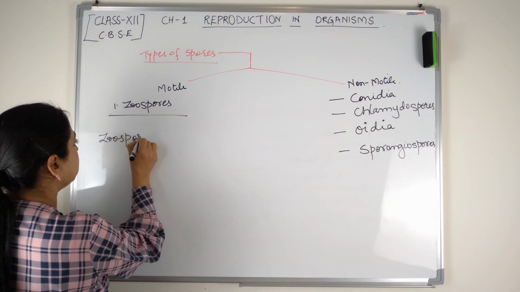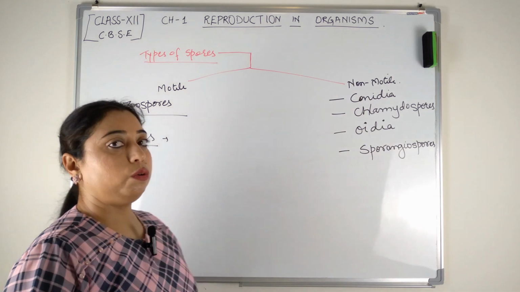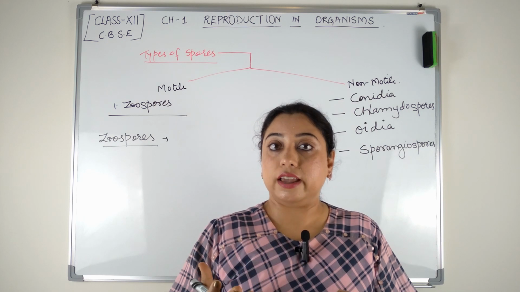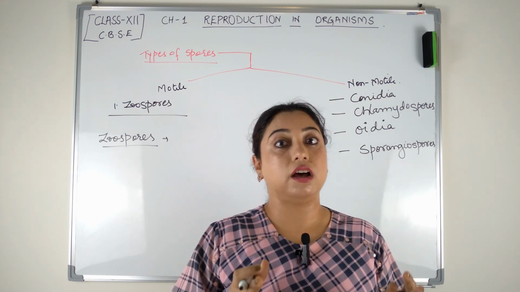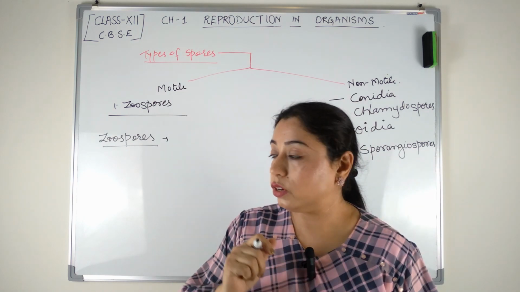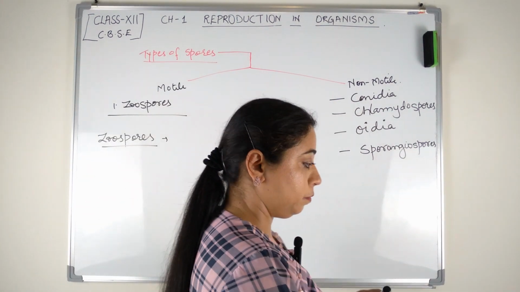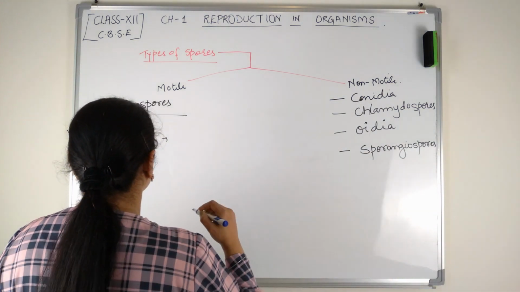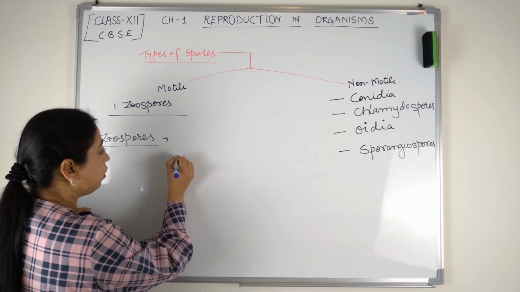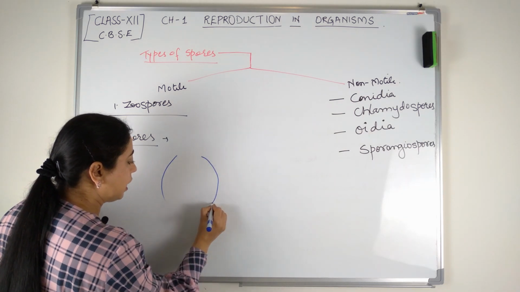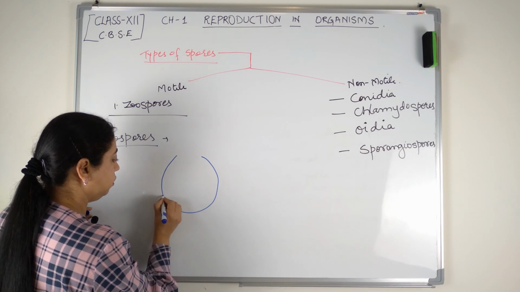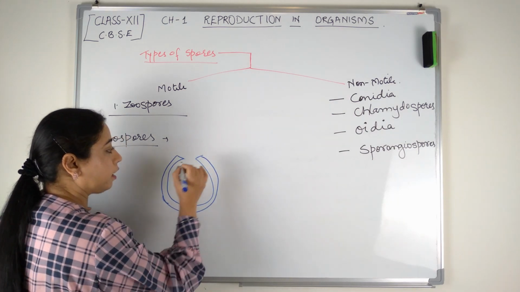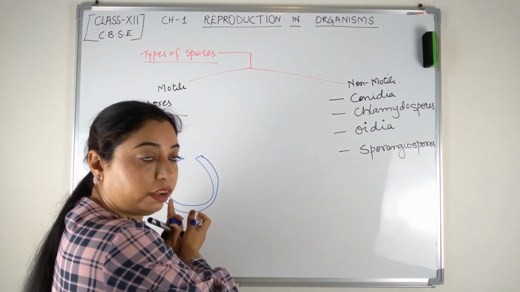Zoospores, as I've already told you, are a special kind of motile spores. Now, why are they motile? What is actually making them motile? For that, you need to know about their structure. So let me draw the structure of a zoospore. Zoospores are actually produced inside a sac-like structure. These spores are produced inside a sac-like structure, a complete covering, right?